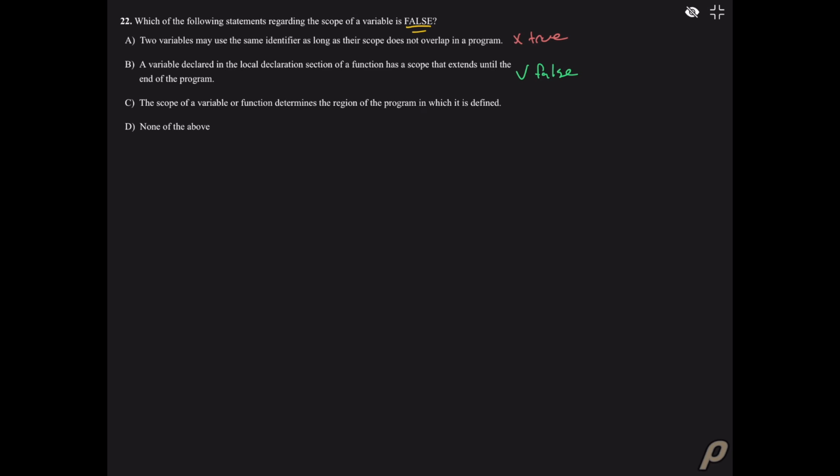And then C, just to cover our bases, it states that the scope of a variable or function determines the region of the program in which it is defined. And like we've mentioned throughout, this is indeed true, as when you define a variable, it is only defined in that current scope or the current region of the program where it's defined. So if it's defined in a function, then the scope only extends into that function. So we know that B is our correct answer here.